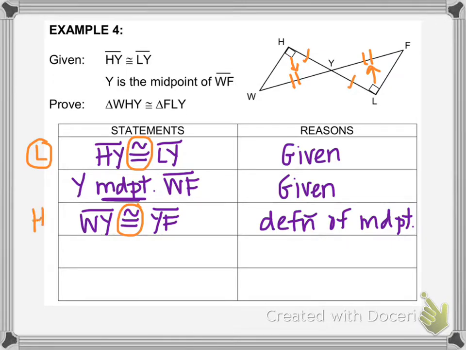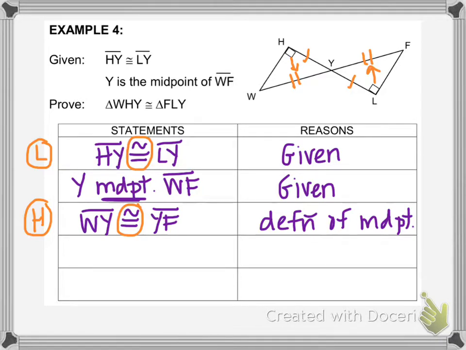So remember, HL is a little bit different. The other thing you have to do with HL, so you'll have an H and an L, but you also need to state that you have two right angles. You don't have to state that they're congruent. You just need to state that you have two right angles. And I can see those from the picture.